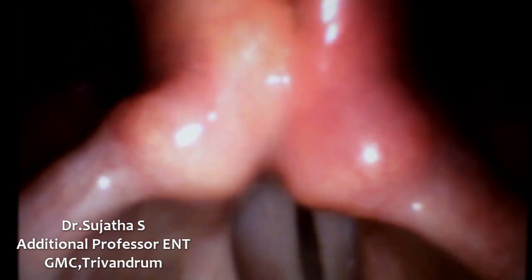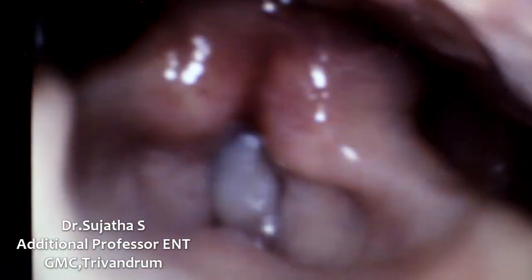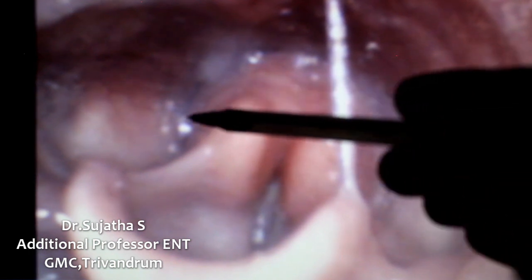See the pooling, and this is a case of phonatory gap. The vocal cords are not closing properly, with phonatory gap. And also this is another case of a mass in the larynx. See, at the level of the vocal cords. So there are various disorders affecting the larynx and also the hypopharynx.